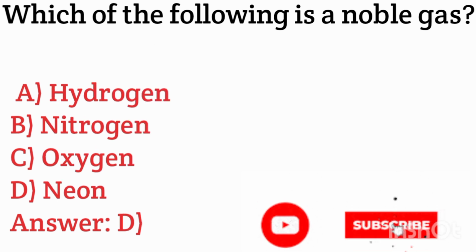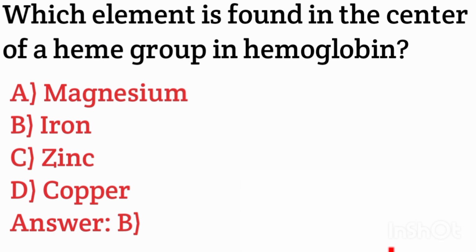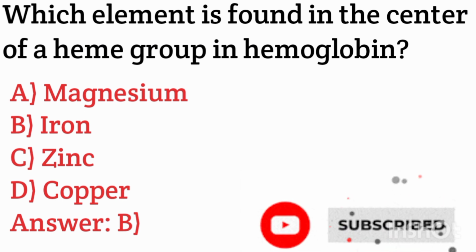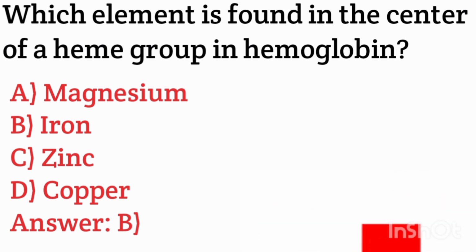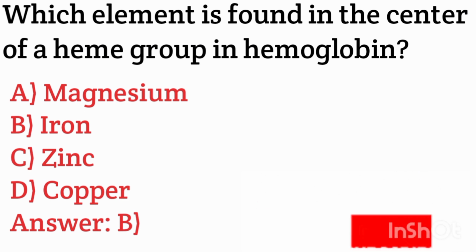Which of the following is a noble gas? Neon. Option number D is correct. Neon is a noble gas. Which element is found in the center of hemoglobin? Iron. Option number B is correct.